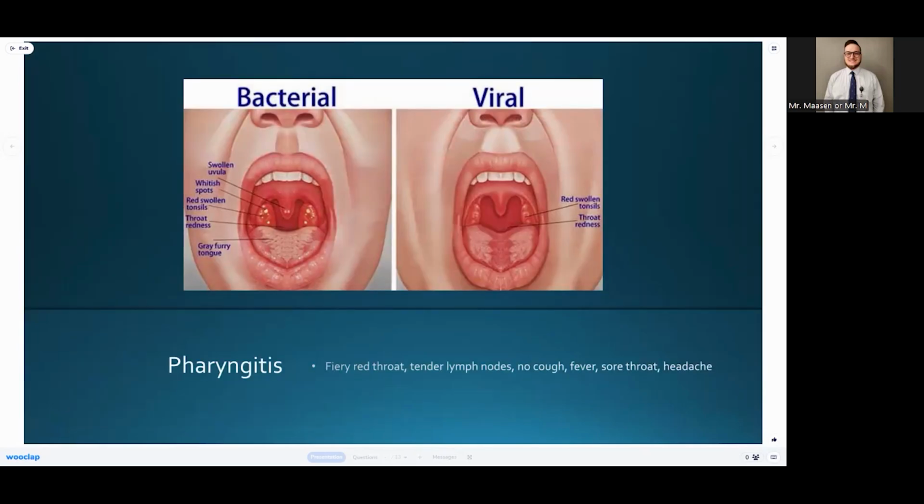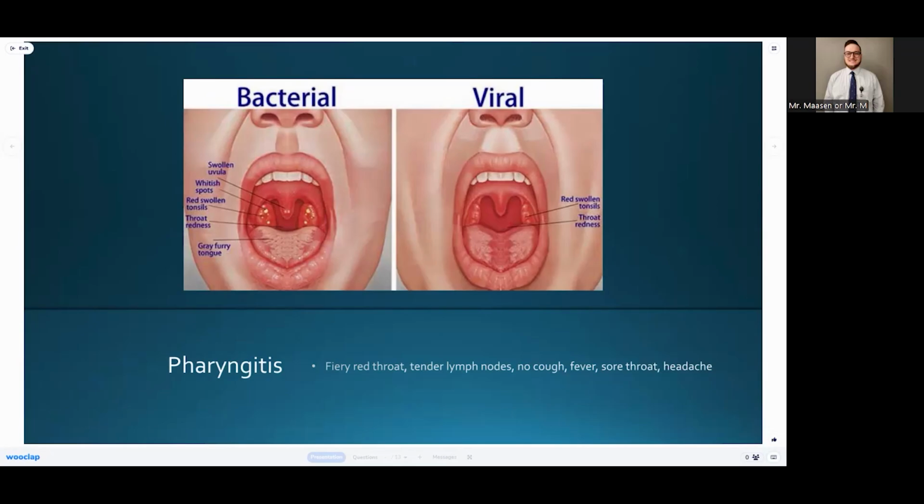Pharyngitis. So this is infection of the back of the throat, basically. This is very painful inflammation. This is what you would call pharyngitis, your typical sore throat. So it's going to have a fiery red throat and tonsils. Tender lymph nodes are possible. Usually there's not so much fever, but there is sore throat, headache, maybe general malaise.